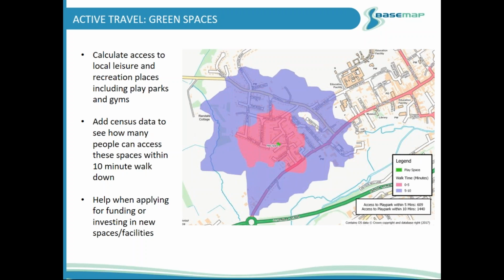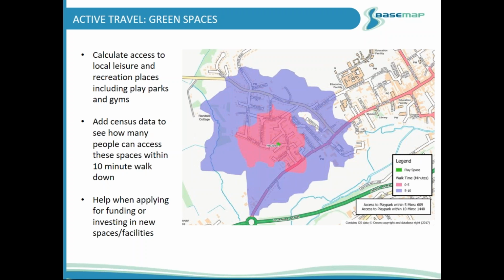So looking at producing walk zone maps showing how far away you are from, say, a green space or a recreational park is quite an easy thing to do, but can have massive health benefits leading on. So what you can easily do is create a map like this showing a 5-minute and 10-minute walk zone away from a park at the moment.